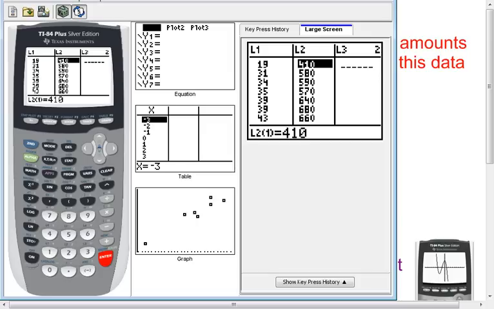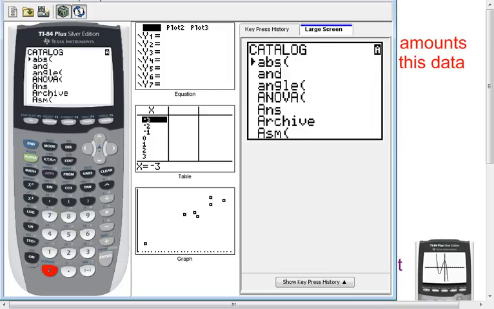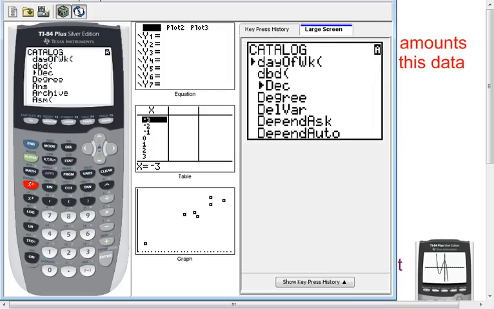Okay, and then we are going to calculate the correlation coefficient. The very first time you do this, you are going to need to turn your diagnostics on, and your diagnostics are under your catalog button. Once you do this, you should not need to do it again, but the first time you're going to need to do that. So you're going to go second, 0, or catalog. Then I want you to go down to the D's, and look for diagnostics on.